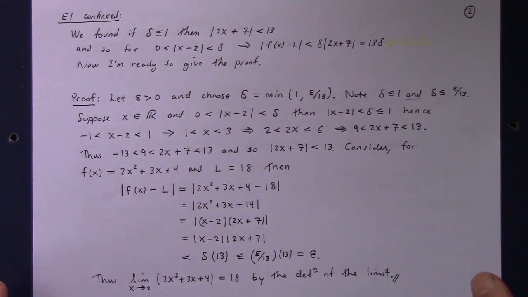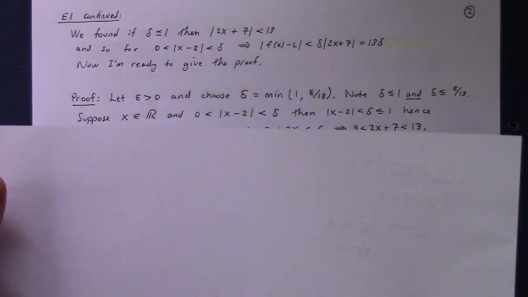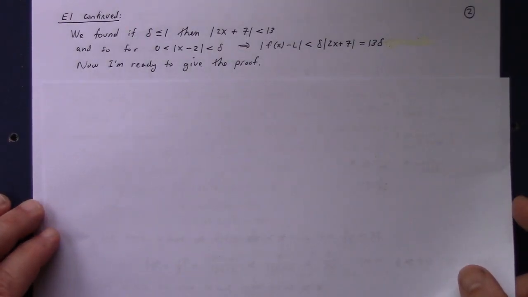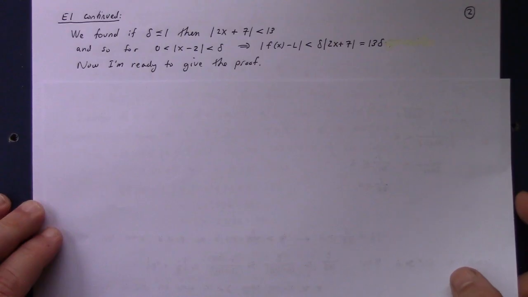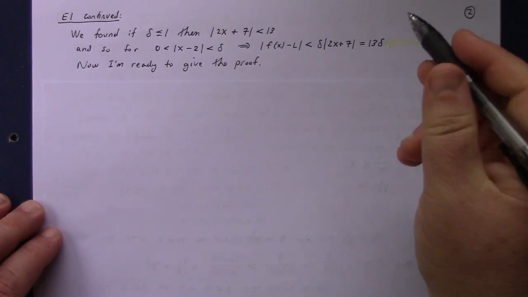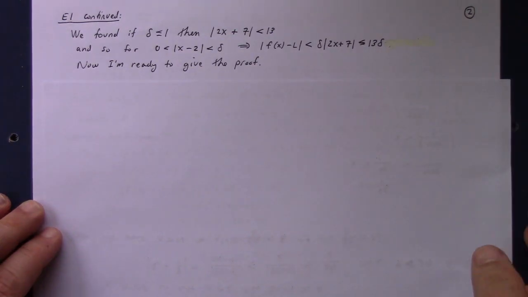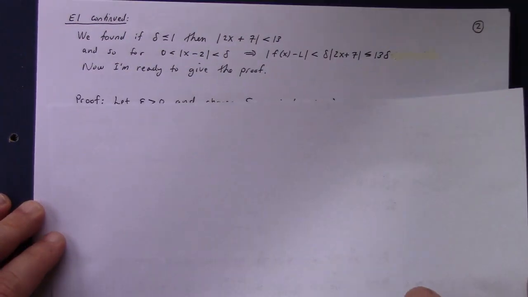So we found if delta is less than or equal to 1, we could make the absolute value of 2x plus 7 less than 13. So if I have 0 less than absolute value of x minus 2 less than delta, that implies that the absolute value of f of x minus L is less than delta times the absolute value of 2x plus 7, which is equal to 13 delta. I guess I could say less than or equal to. But, alright, so here we go. Finally the proof.